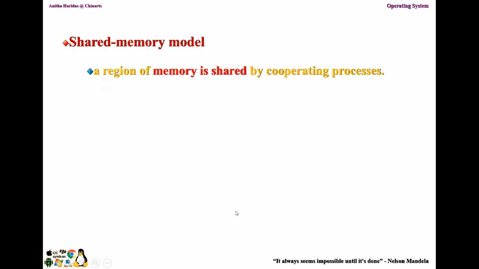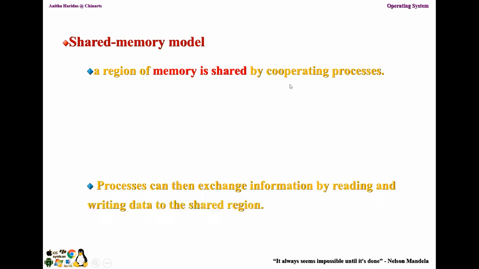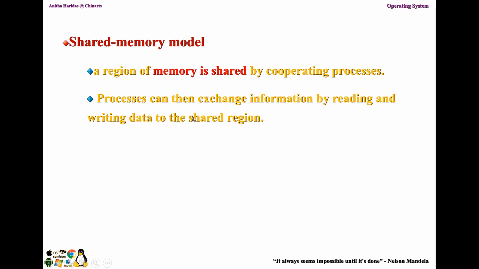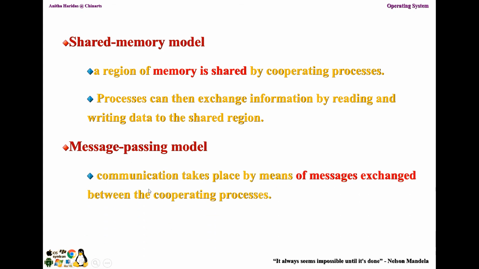So let us see what is the shared memory model. Here a region of memory will be shared by the cooperating processes, and the processes can exchange information by reading and writing data to the shared region. That is what I showed you in the previous slide. And the second model is the message passing model. Here the communication will take place by means of messages exchanged between the cooperating processes. That is what we had seen in the previous slide.